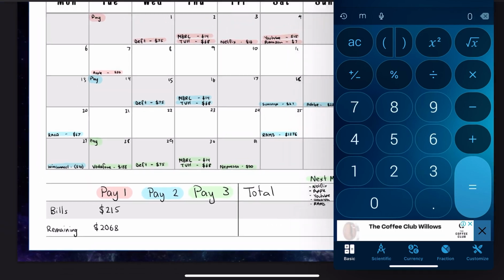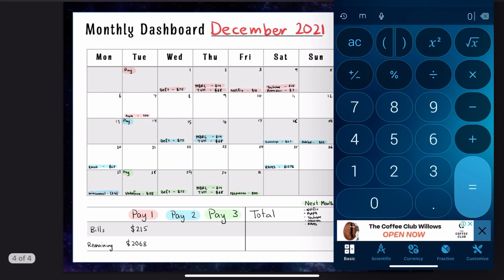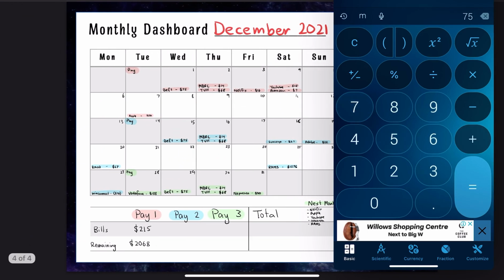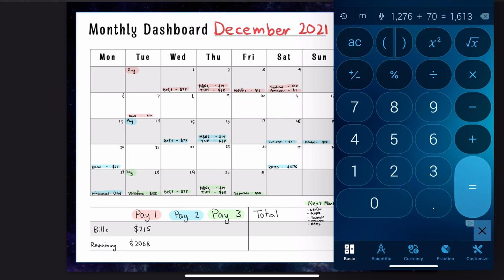That's exciting. All right, the next paycheck, this is going to be a bad one for bills. So 75 plus 14 plus 68 plus 21 plus 22 plus 67. It's a big one. Plus 1276, plus approximate $70 equals 1613.